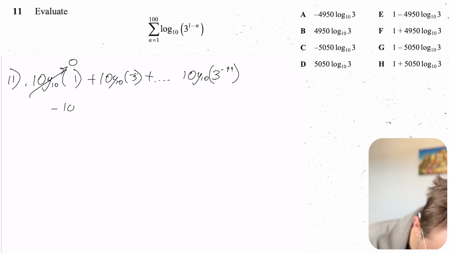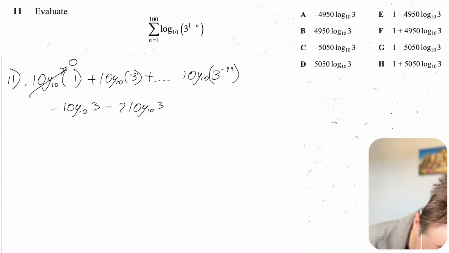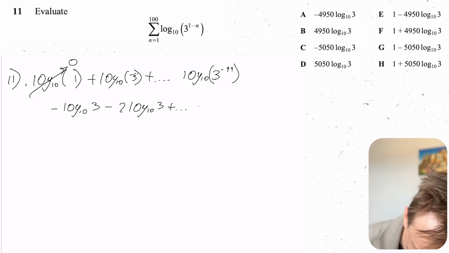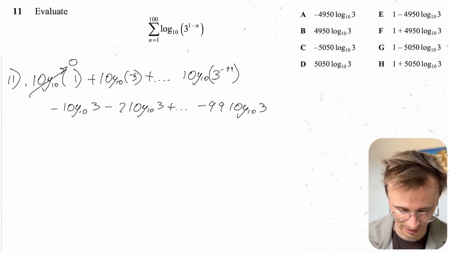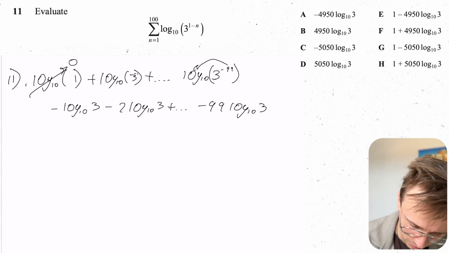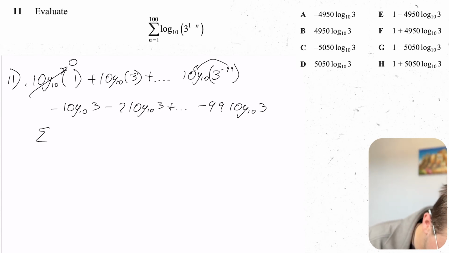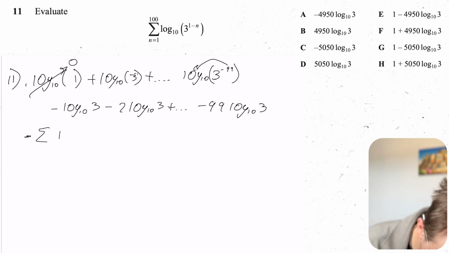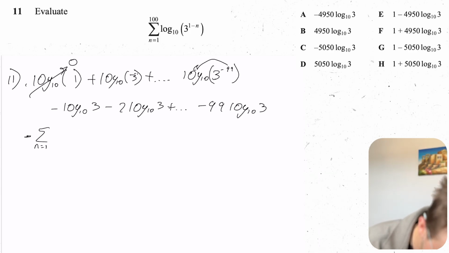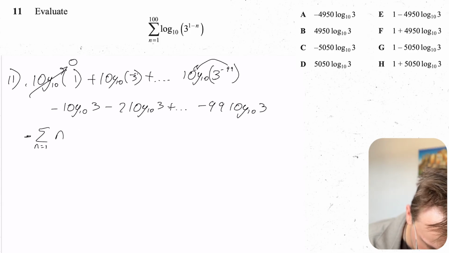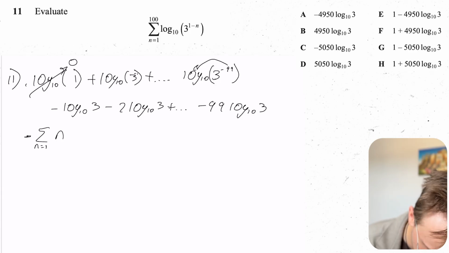Then I've got minus log base 10 of 3, minus 2 log base 10 of 3, plus dot dot dot all the way to minus 99 log base 10 of 3. So the logs all add together because the powers came down. And so I'm literally just summing, with a minus in front, from n equals 1 to 99.